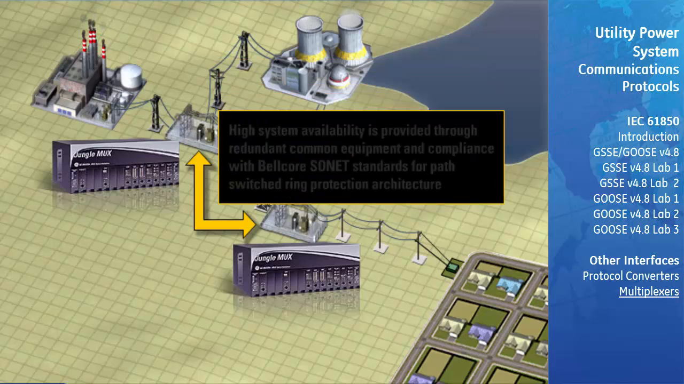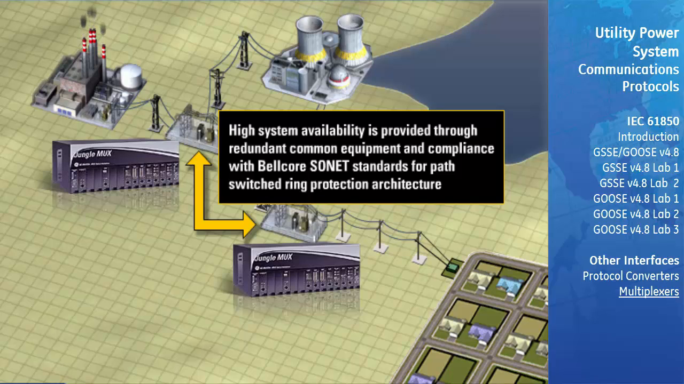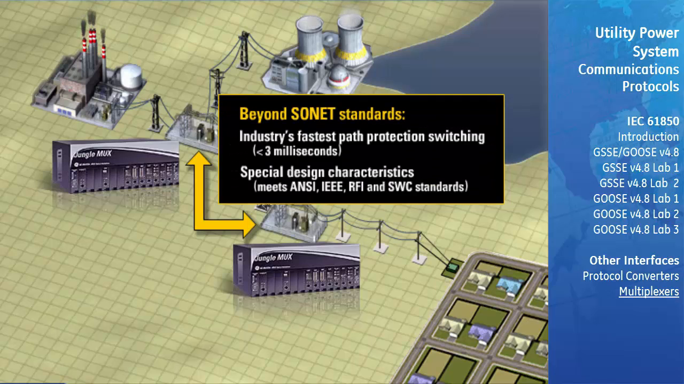High system availability is provided through redundant common equipment and compliance with Bellcore SONET standards for path-switched ring protection architecture. Jungle Mux goes beyond SONET standards, offering the industry's fastest path protection switching, less than 3 milliseconds, and incorporating special design characteristics that allow it to meet ANSI, IEEE, RFI, and SWC standards for operation in harsh utility environments.